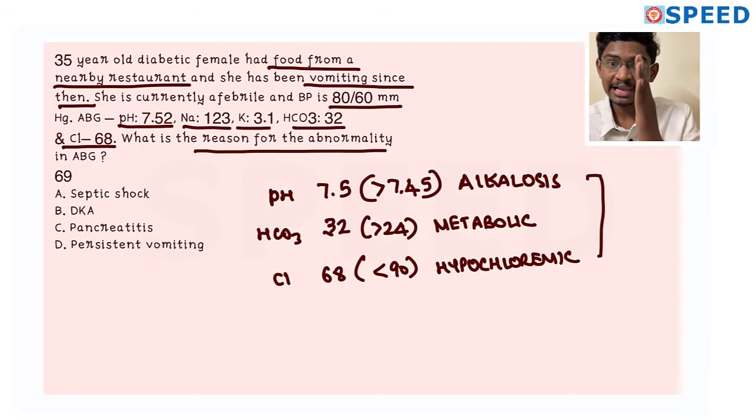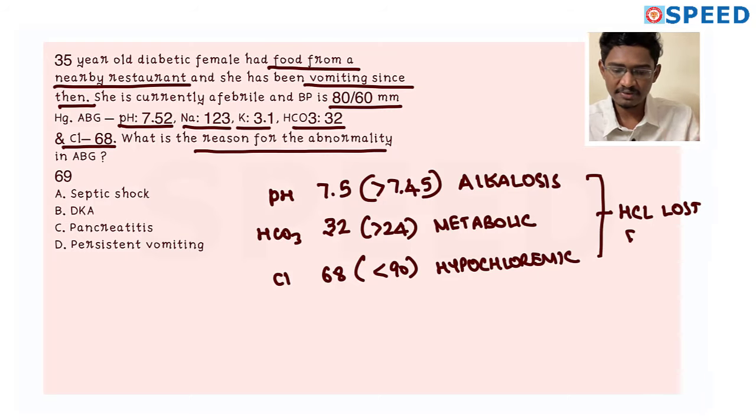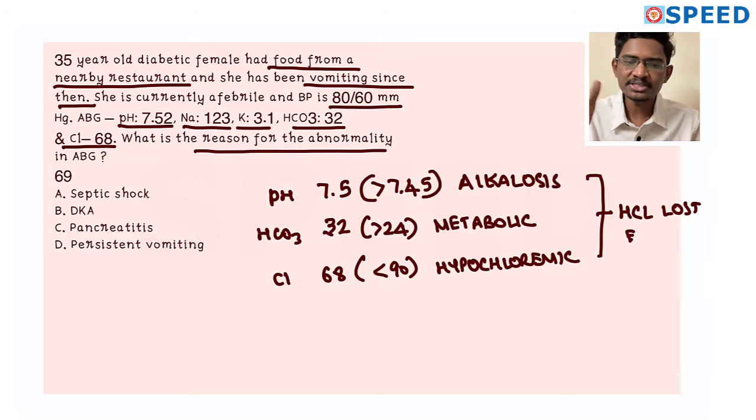When will metabolic alkalosis happen in a diabetic patient? The patient has had some food, and if he is persistently vomiting, gastric secretions go out, HCl is lost, contributing to metabolic alkalosis. And also chloride is given as 68 only. Normal chloride should be 90 to 100, so it is less than that. That also means that gastric secretions are washed off. So persistent vomiting should be the answer for this. Whereas in DKA, pancreatitis, sepsis, all these will have acidosis as a feature. The given question has alkalosis, so obviously the answer is persistent vomiting.